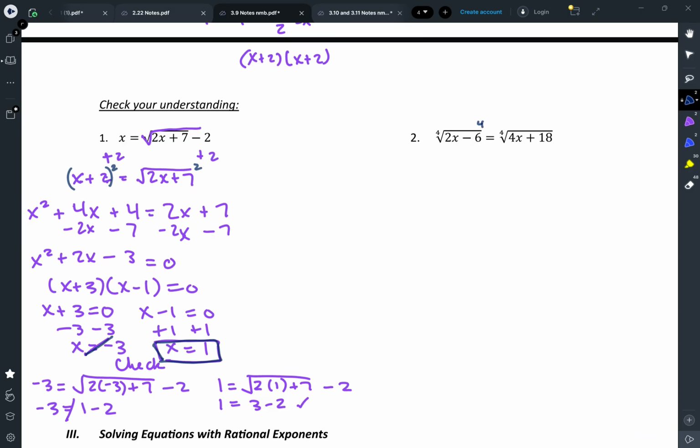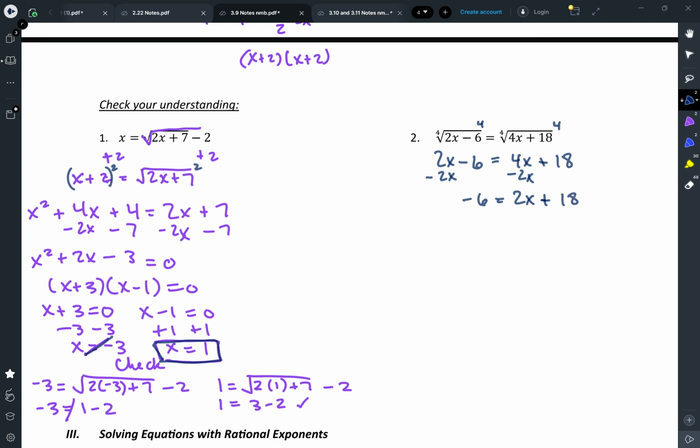We need to take both sides to the fourth power to get rid of a fourth root. And we go through and we do all of our solving. So this is one where I would not do a bunch of steps at once. The 2x is smaller, so I'd want to subtract 2x on both sides. Negative 6 equals 2x plus 18.